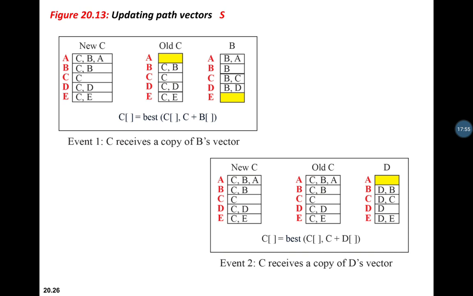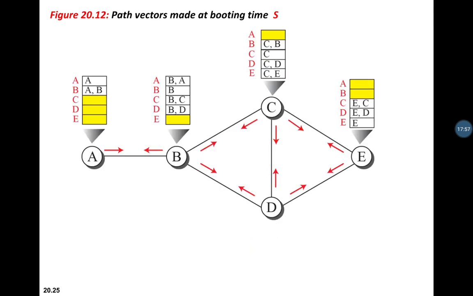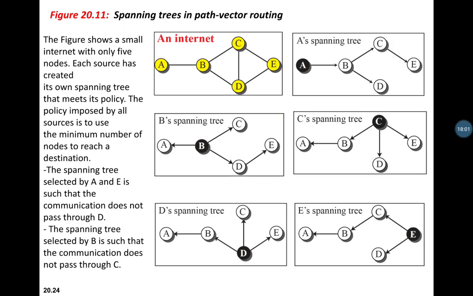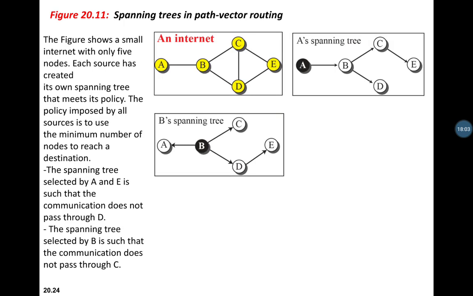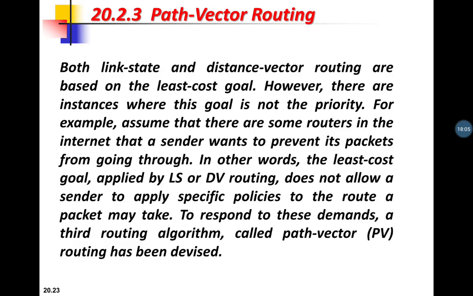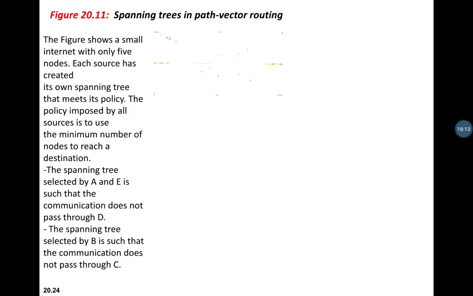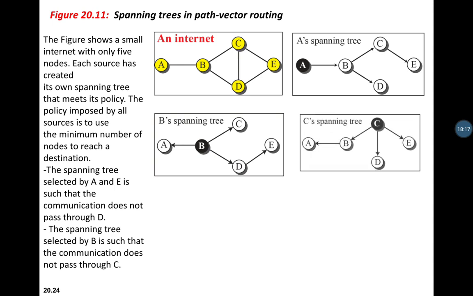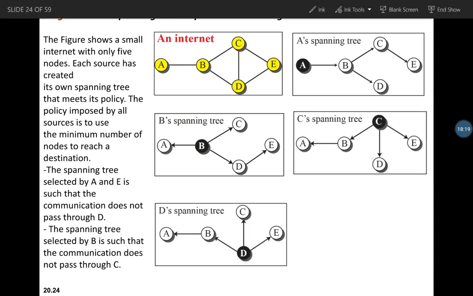In path vector routing, what is done is, this uses some policies to route a packet. So here the least cost goal is not applied. Reachability is your main aim. So here, first each source creates a spanning tree to make the policy.